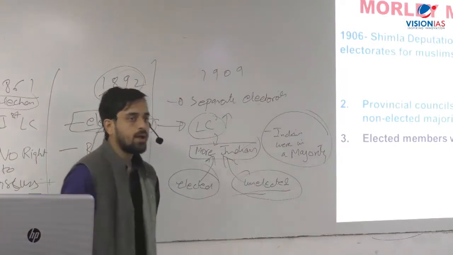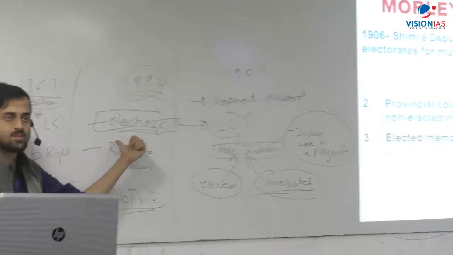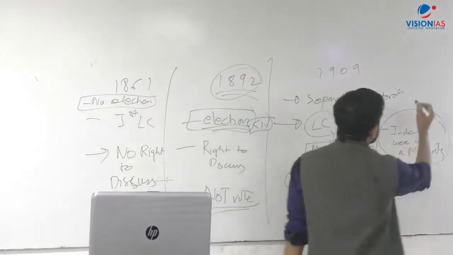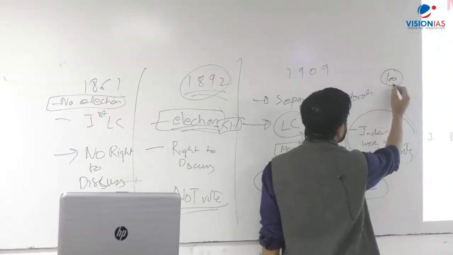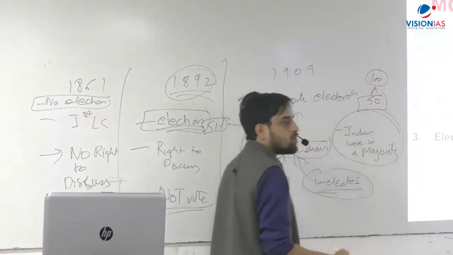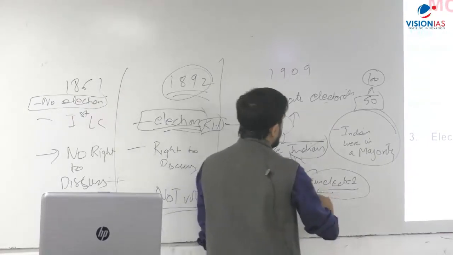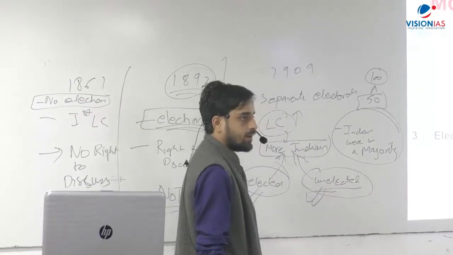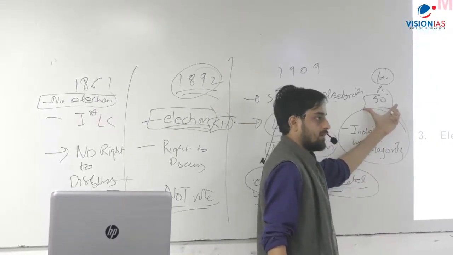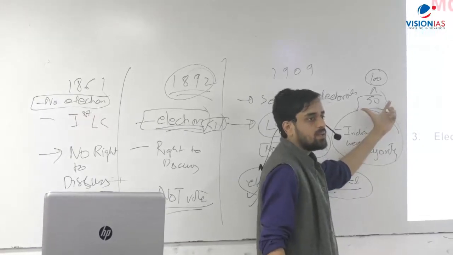So this is happening for the first time: in 1861 Indians were introduced, in 1892 elections were introduced, but for the first time, if in a provincial council there were 100 members, then more than 50 of these were Indians. So Indians were in the majority for the first time, but these Indians were both elected and unelected. Even when Indians were in a majority, the non-elected members continued to be in the majority.